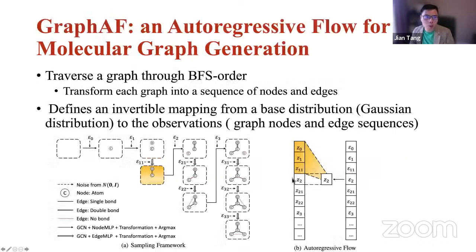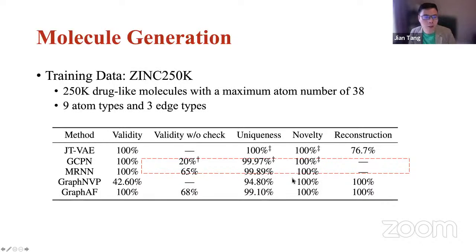Let me show you some experimental results. We train our model on the ZINC 250K dataset, which contains around 250K drug-like molecules. The largest molecule contains 38 atoms, and there are 9 atom types and 3 edge types. We compare our algorithm with a bunch of different generative models on different metrics. The validity metric basically measures whether the molecules are chemically valid or not. This is the first metric, and you can see that our algorithm is able to generate 100% valid molecules.